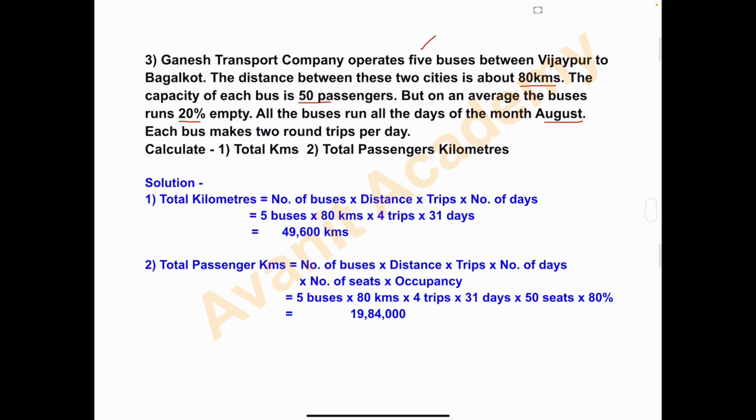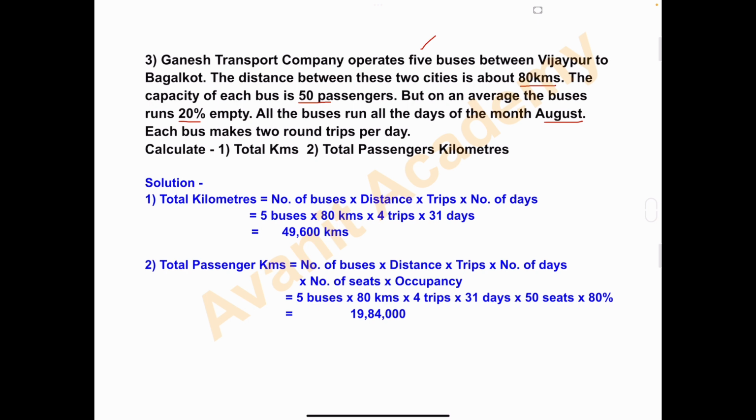31. Okay, whenever they mention the month, you have to see in that month how many days are there, 30 or 31. According to that, you have to take the number of days. So in this problem, particularly the month is mentioned, that is August. In August, 31 days are there. So we have to take number of days, 31 days.